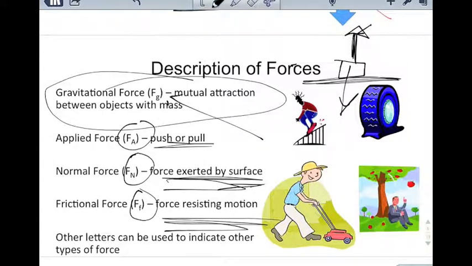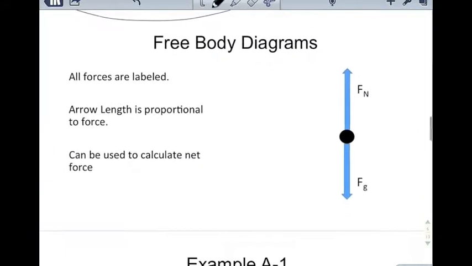Now, you can have other types of force. There's things like the buoyant force, the drag force, all these other forces that we're not really going to talk about in this class so much, but you can indicate any other sort of force by just defining the letter. You can say F sub Q if you want, and you can make up a force for Q. And the free body diagram is what you have when all the forces are labeled.